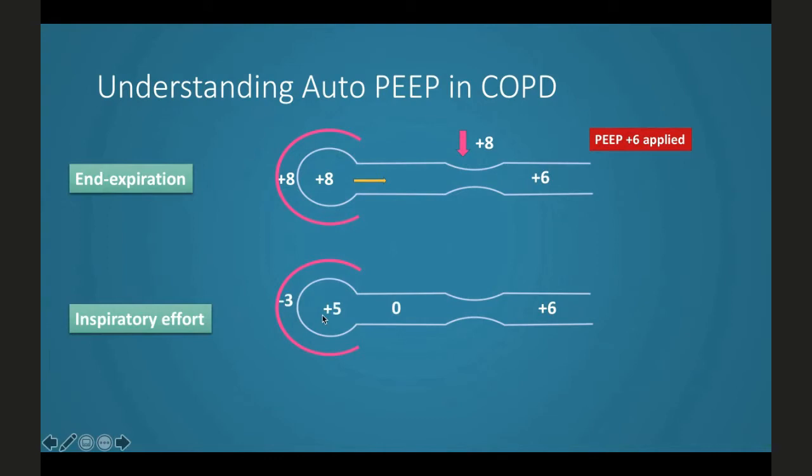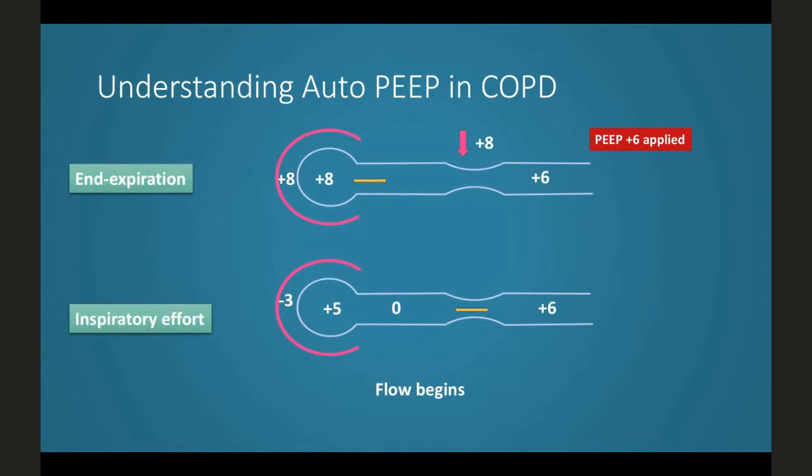A little bit more effort, +8 becomes +5. Now there is a gradient and then flow begins. So you don't need to have that much huge effort to begin the inspiratory flow when you have an extrinsic PEEP applied. Now the question is whether the PEEP is going to be helpful or counterproductive.